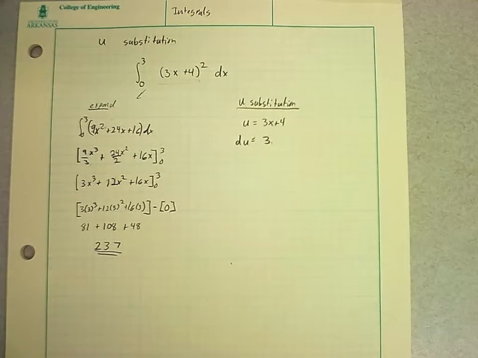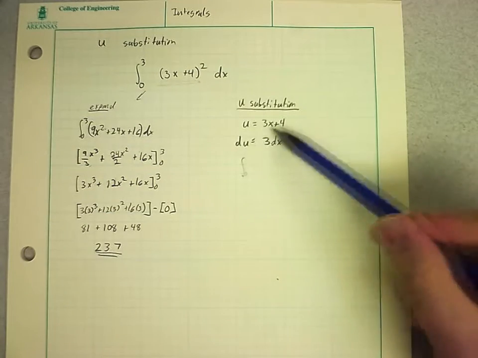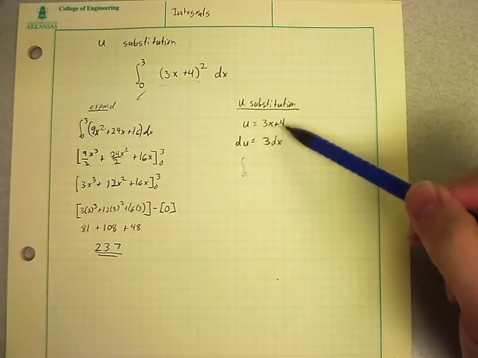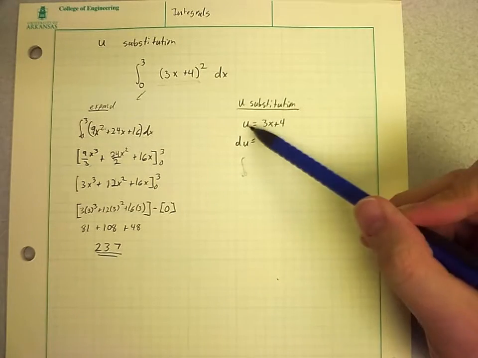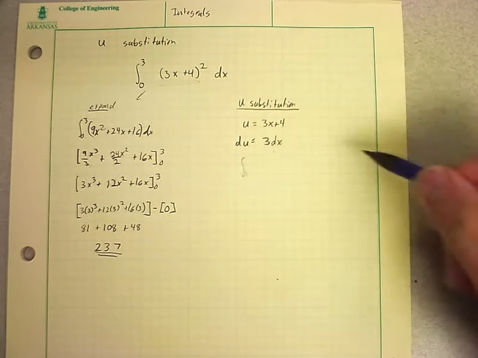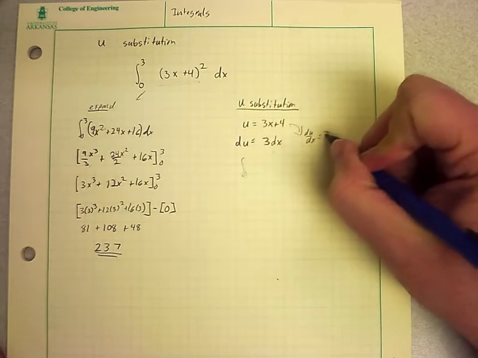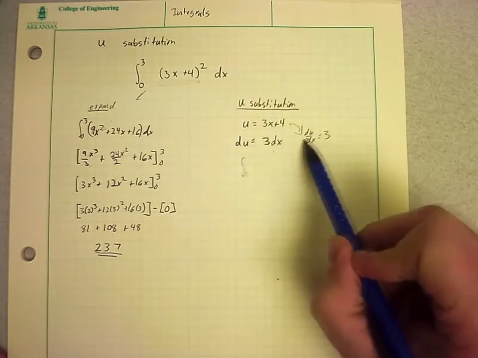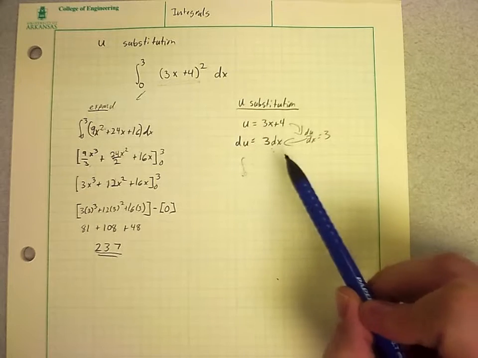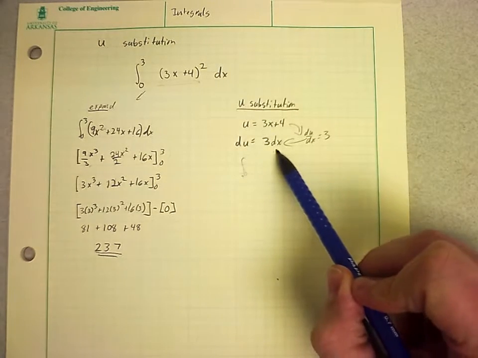So now I could rewrite my expression. But before I rewrite it, I should be clear that we took the derivative of this with respect to x. So this du is 3 dx. Or the other way to think about that is by taking the derivative, du dx equals 3. And then I multiply both sides by dx to get back to this expression. But du is going to be 3 times dx.